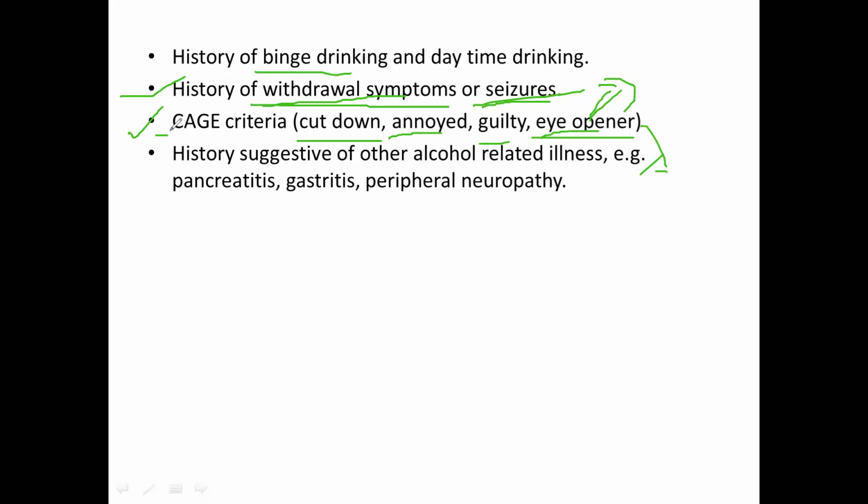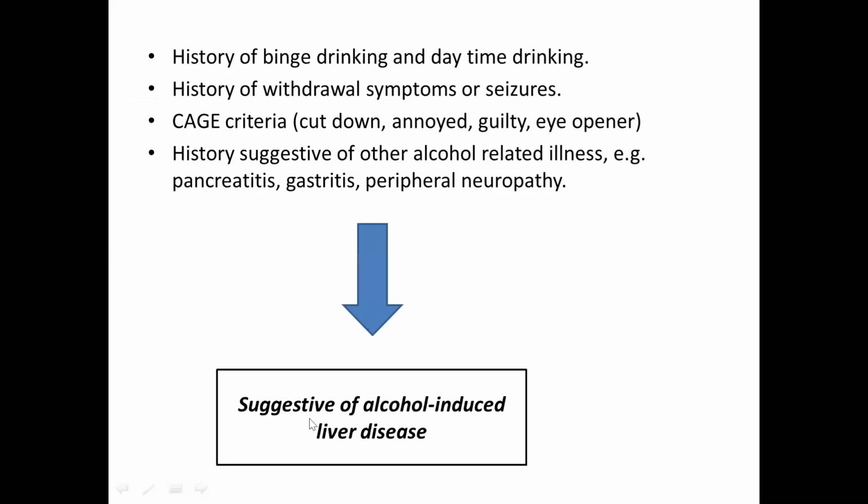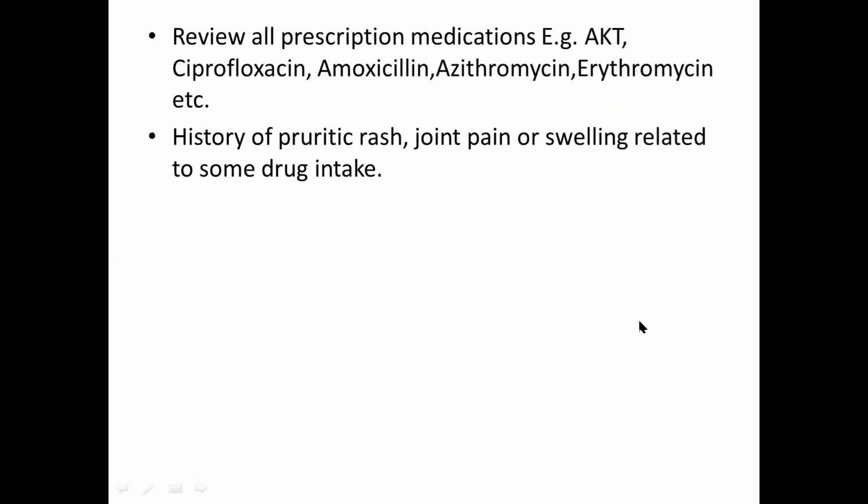If the CAGE criteria are positive, it usually indicates alcohol dependence, and if there is a history suggestive of alcohol related illness like pancreatitis or gastritis or peripheral neuropathy. All these are alcohol related illnesses. So if the patient gives a past history of pancreatitis or gastritis or peripheral neuropathy, it will suggest alcohol induced liver disease. So the cause of jaundice in such a patient will be alcohol induced liver disease. It is very simple, and it can be easily diagnosed.